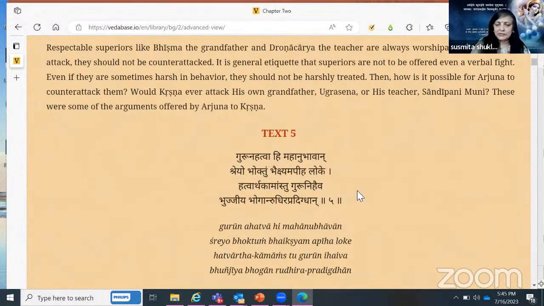Guru. So now whenever there's a different way it's written in the book, the way we will read will also change. The meter will change. Right. So whenever it's written the way it's written right now, the singing tone will change. So it will be Gurun Ahatva hi Mahanubhavan.